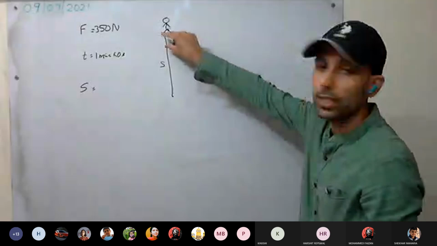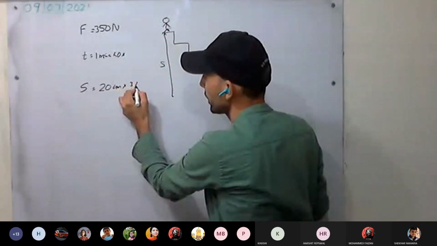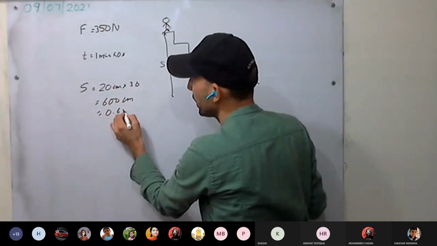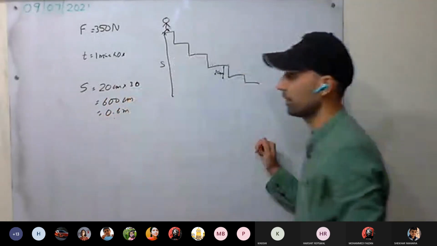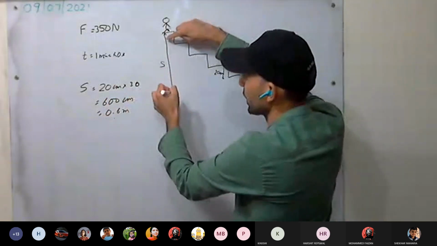20, 20, 20, 20, 30 times. So it will be 20 centimeter into 30. It will be 600 centimeter. It is how much? 0.6 meter. This is clear? You got the force in this direction as well as the displacement.